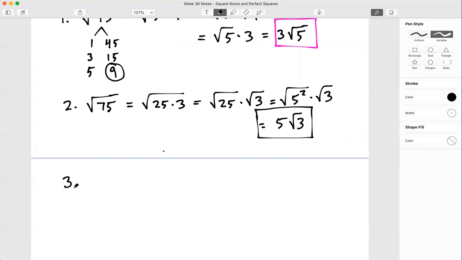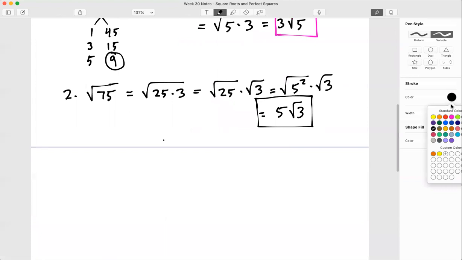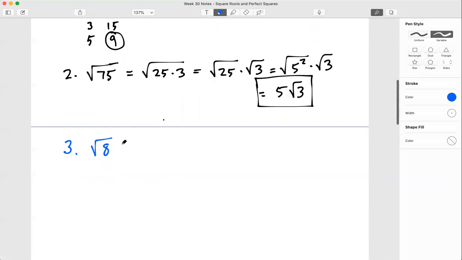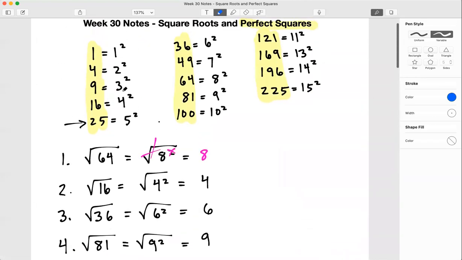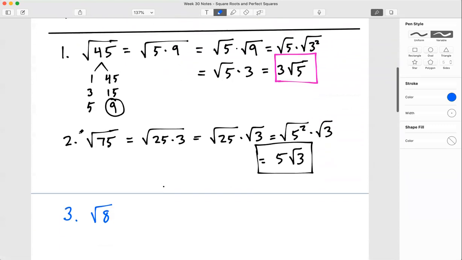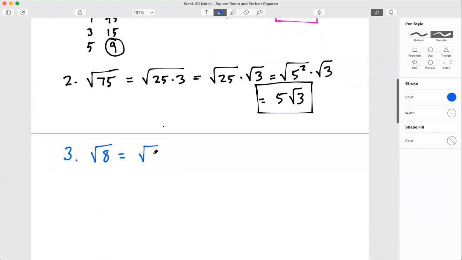All right, how about number 3? I'm going to switch colors because I'm tired of black. All right, number 3. How about the square root of 8? A little bit smaller, more manageable number. So 8, is it a perfect square? No, it's not. So we're going to have to find a factor of 8 that is a perfect square. And I see it right there, 4. So we're going to rewrite this as 2 times 4. So I'm going to rewrite it as 4 times 2. You'll see why in just a sec.